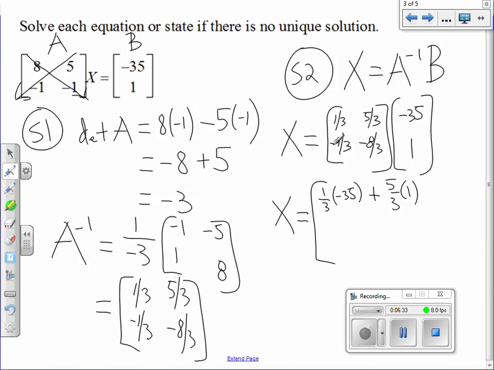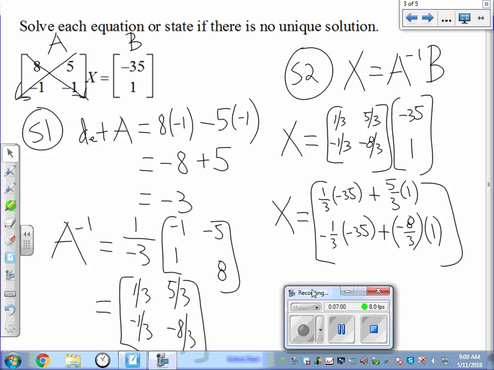I'm done. However, my inverse has 2 rows. I need to duplicate this process again. I need to redo it, but now I'm going to redo it using my second row, first column. That's going to be -1/3 times -35 plus, what do we have? I put this in parentheses, -8/3 times 1.